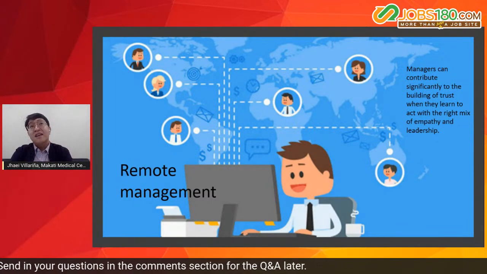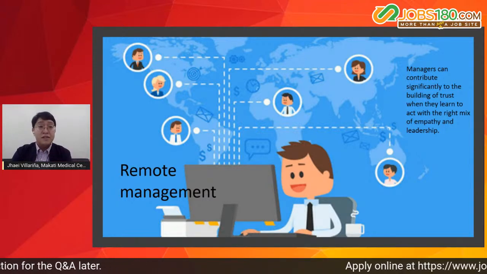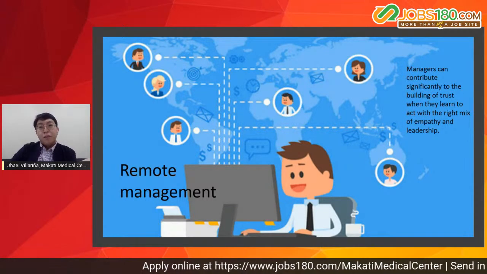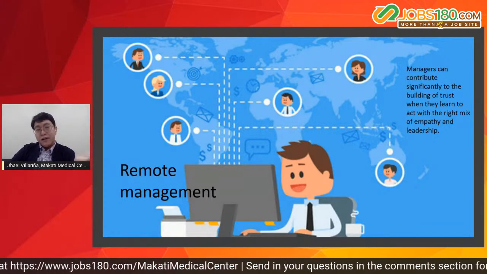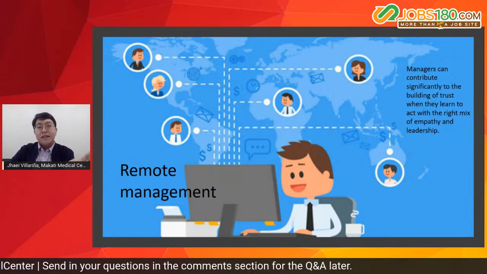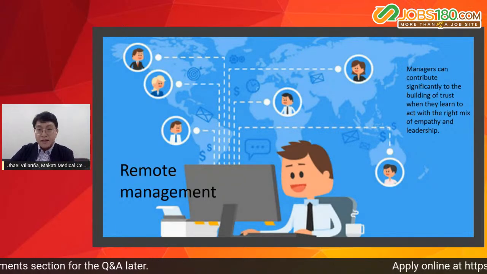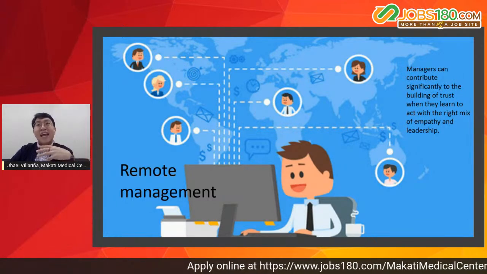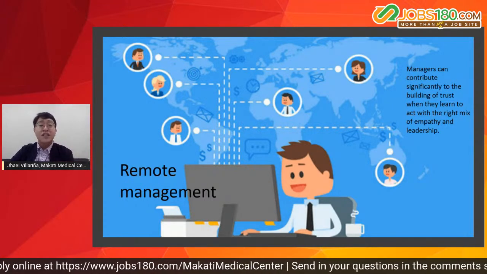Why? Because employers do not see their employees 24/7 on how they do their work, and yet they can provide outcomes. They can execute their tasks well. So managers can contribute significantly to the building of trust when they learn to act with the right mix of empathy and leadership, and this contrasts with a purely authoritarian leadership style. So the skills of managers in leading their teams to achieve their goals are enhanced.